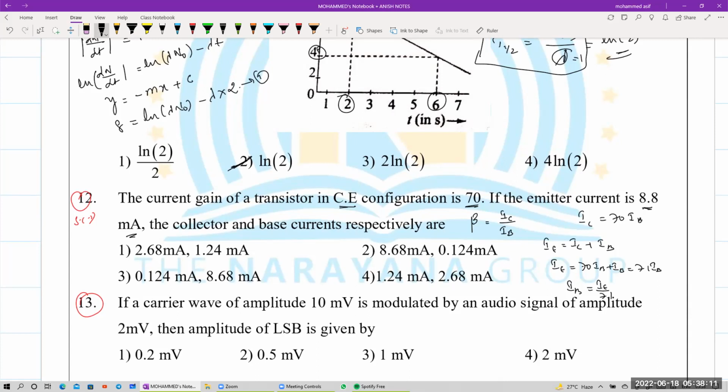If the emitter current is 8.8, base current is 8.8 divided by 71. The collector current is 70 times the base current. So this will be equal to 70 into 8.8 divided by 71. That gives me the collector current, approximately, since 70 by 71 is almost 1.